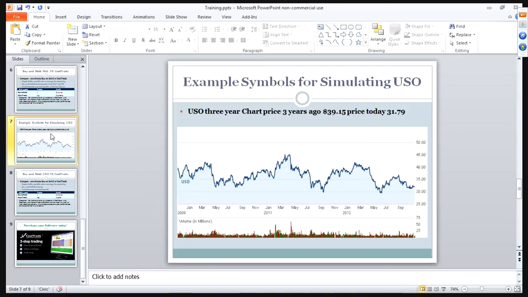I'll show you one more, which is USO, the United States Oil Fund. A lot of people share that with us because they love it. This is a 3-year chart. 3 years ago, it was $39.15. Today, it's $31.79. So it trades in this range between $30 and $40. It did break out and get up to $45. But $30 is major resistance. Every time it hits 30, it shoots back up. So right now, it's on the lower end of the range, at $31.79.